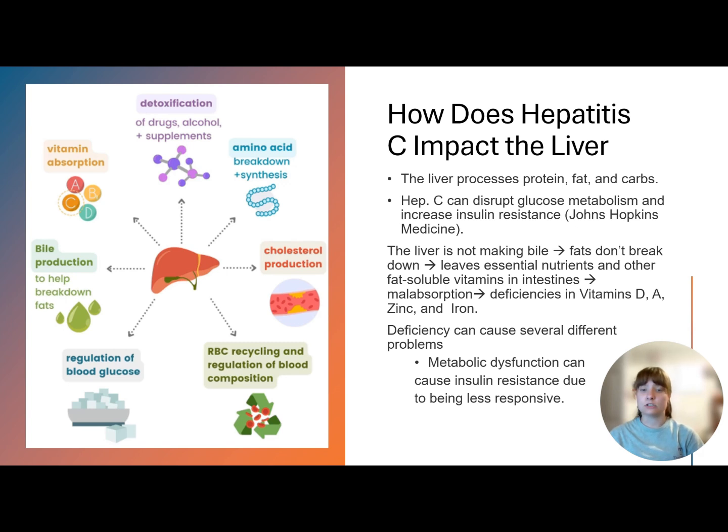When hepatitis C disrupts the body, it causes the liver to not make bile, leading to fats not breaking down, leaving essential nutrients and other fat-soluble vitamins in the intestine and causing malabsorption and deficiencies in vitamin D, vitamin A, zinc, and iron. These deficiencies are able to cause several different problems. Vitamin A deficiency, for example, can cause blindness, whereas a deficiency in zinc is able to cause brittle hair and impaired immune function. Metabolic dysfunction can also cause insulin resistance due to being less responsive.